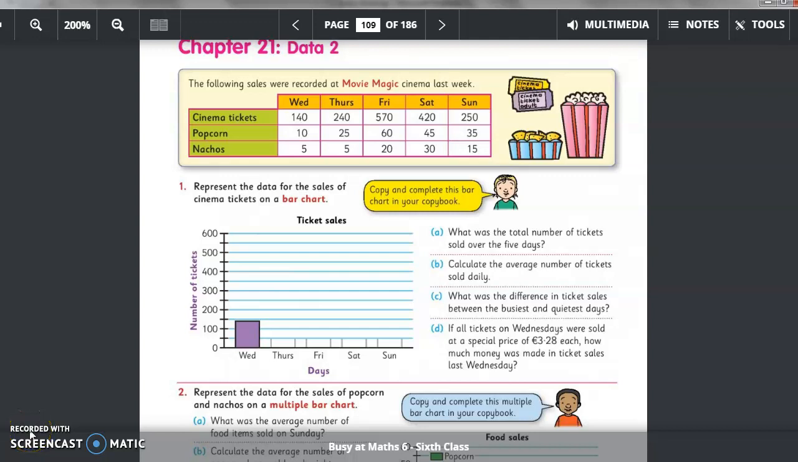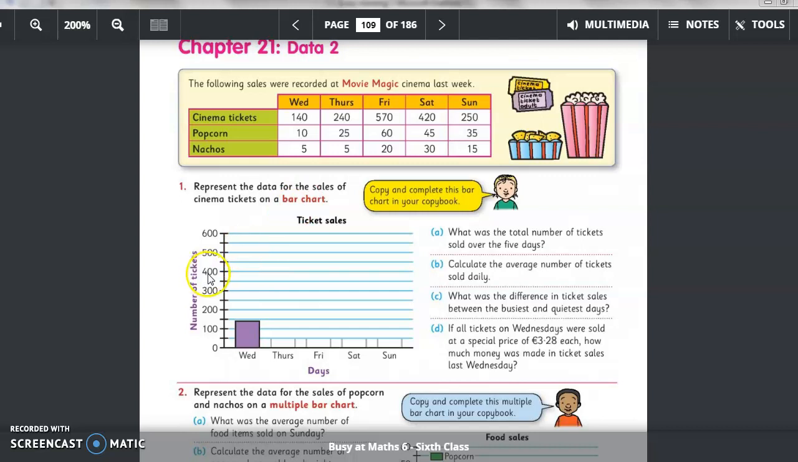Chapter 21, Data 2. Data is when you collect information about something. It could be about cinema tickets sold, popcorn, nachos, anything that involves information that you can record in what's called numerical form. That involves the collecting of data. Once you have the data collected, you can display it on what's called a bar chart.